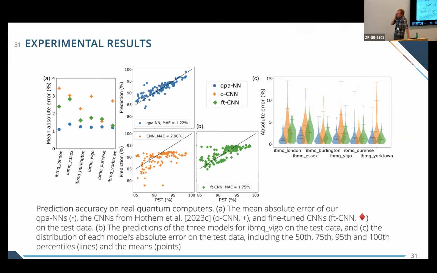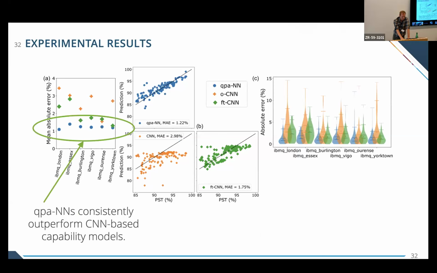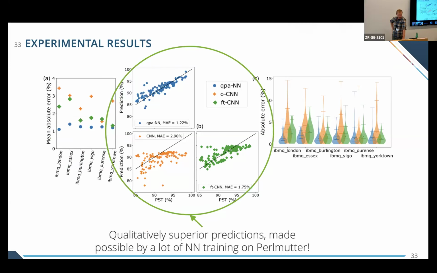And so we then applied this to the IBM devices. The main point here is that we have a handful of different methods, the CNNs and these quantum physics-aware neural networks. And the quantum physics-aware networks are a factor of almost 3 or so better than the CNNs that we were using before. And we get much better predictions of the success probabilities. So if all the dots were on the line, that'd be good. The blue ones are closer to the line than the orange ones and the green ones. So that's good.